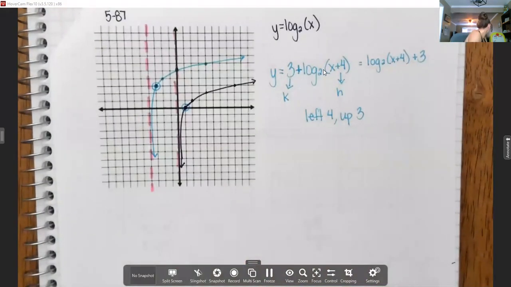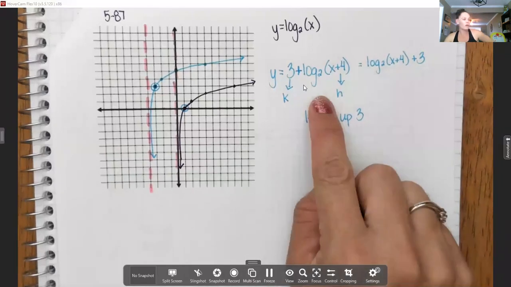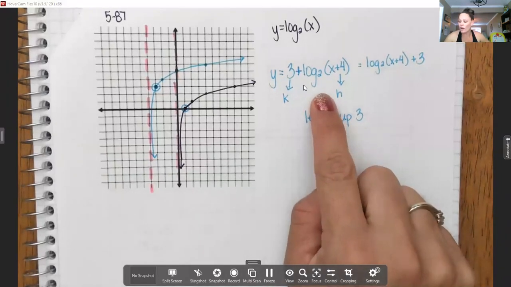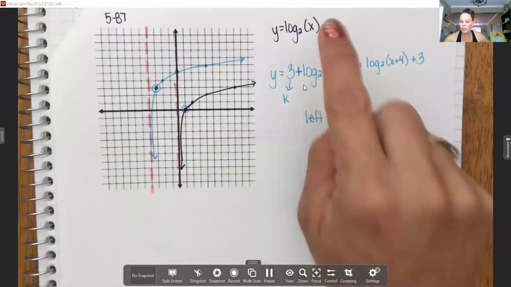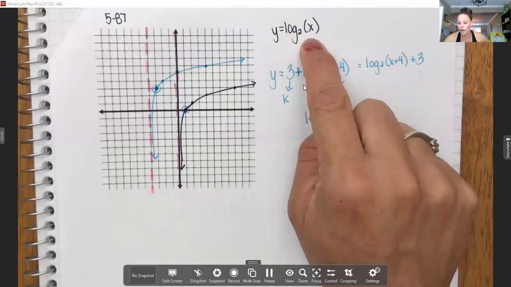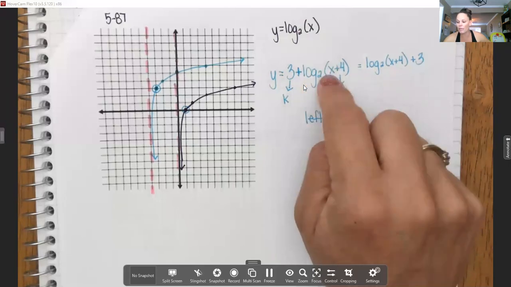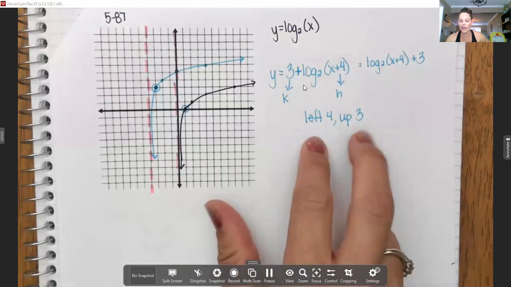Last problem. So if you're given a problem like this to graph, it may be helpful to graph the parent graph there. And this works with any base. And then just shift it, the h and the k.